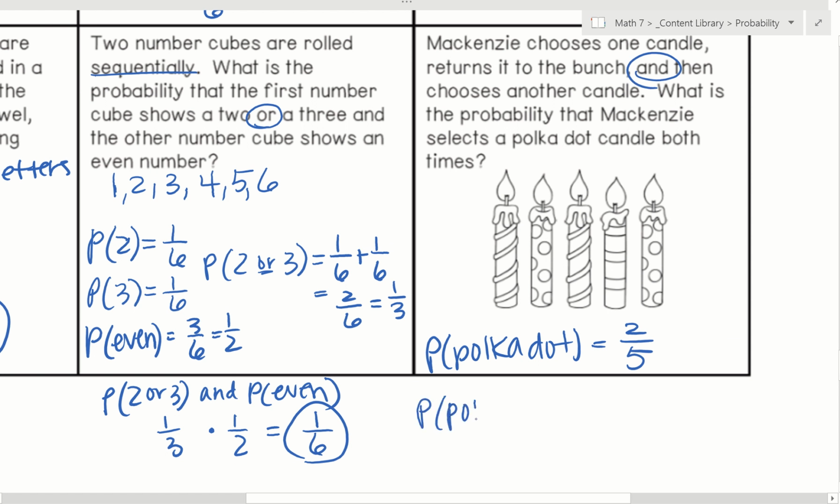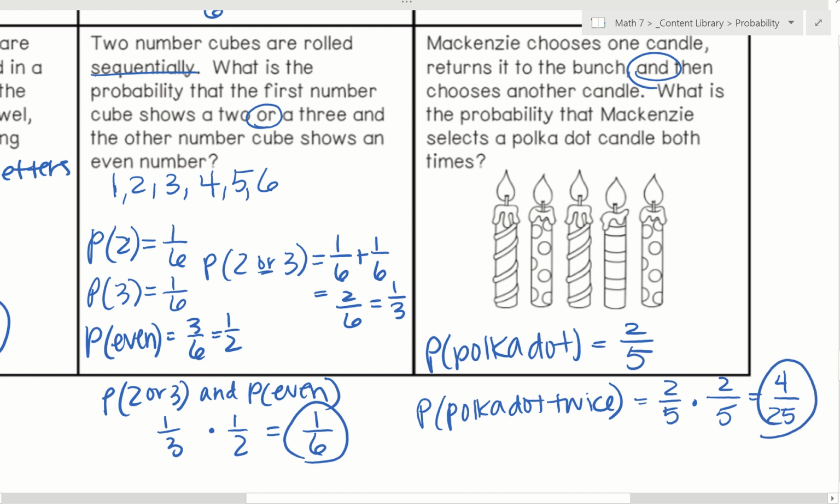The probability of polka dot twice would be 2/5 on the first time, multiplied by 2/5 on the second time. We will get 4/25.